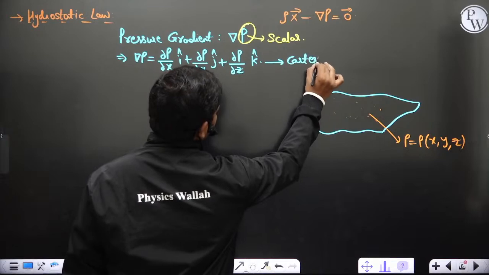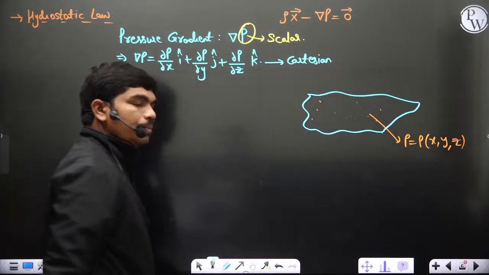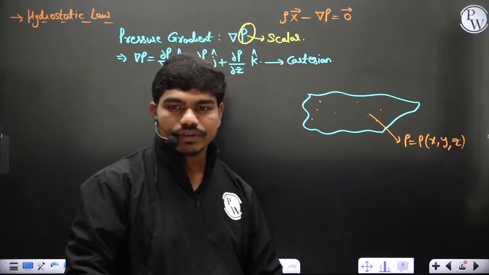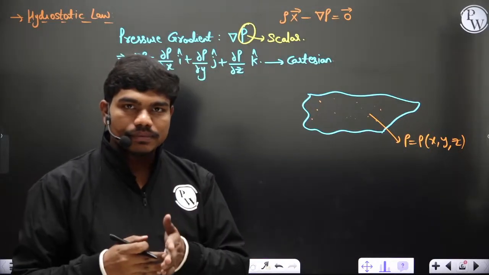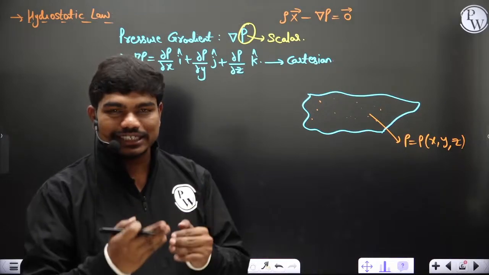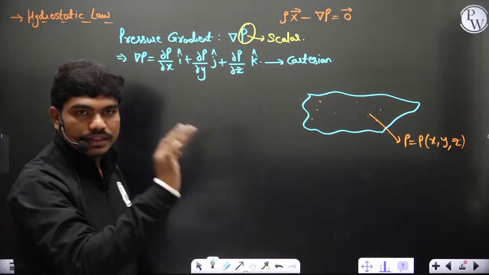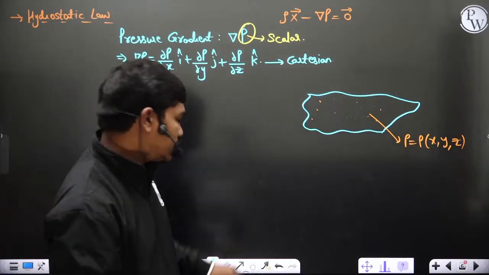We can write it in polar coordinates also, which we'll see normally in fluid kinematics and also followed by flow through pipes. Whenever you have to draw flow through a pipe, variation of pressure with respect to radius, variation of pressure with respect to theta, we'll see all these things. But right now, to make it easier, I'm doing only Cartesian coordinates.